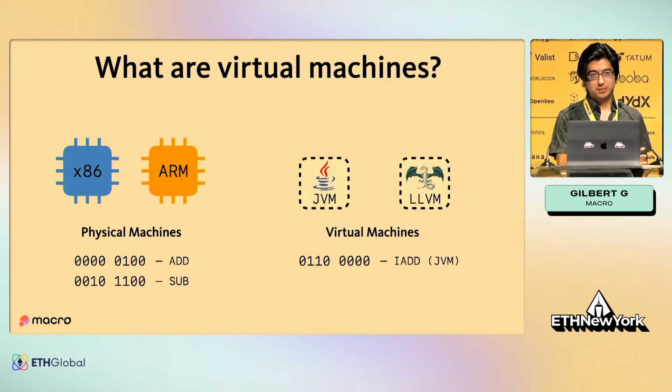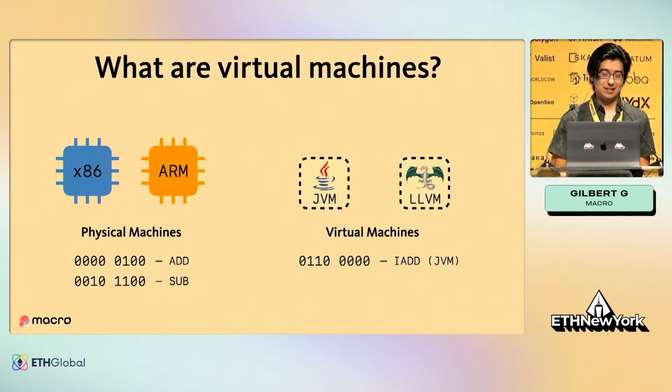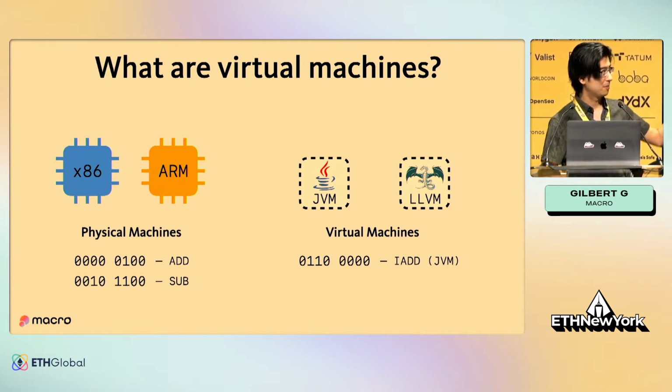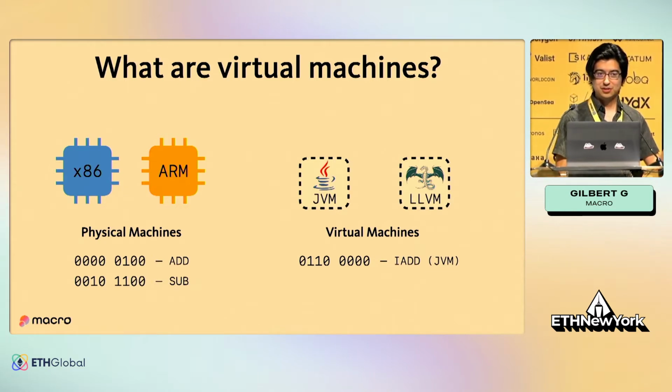Now contrast that to a virtual machine. A virtual machine is software instead of hardware. And virtual machines pretend to be like physical machines. So virtual machines usually also have opcodes. So this opcode, for example, is the opcode for adding two integers together on the JVM. JVM pretends to be a physical machine.